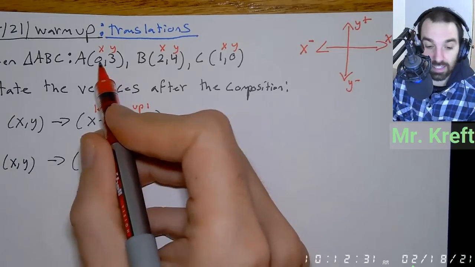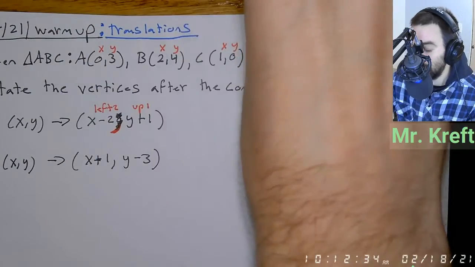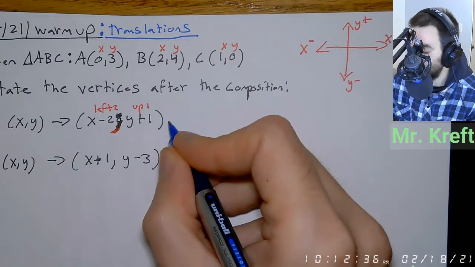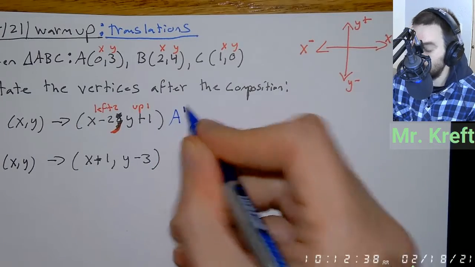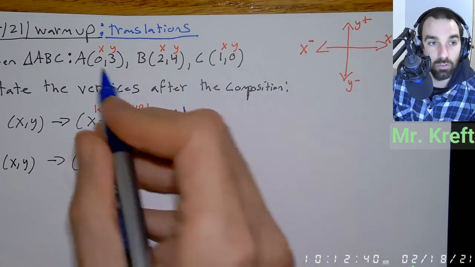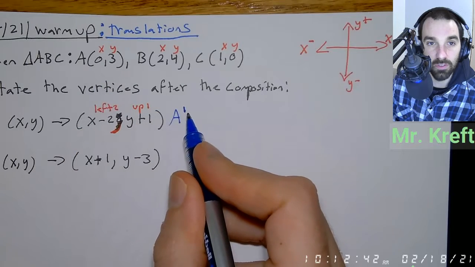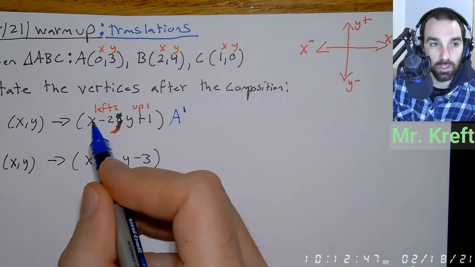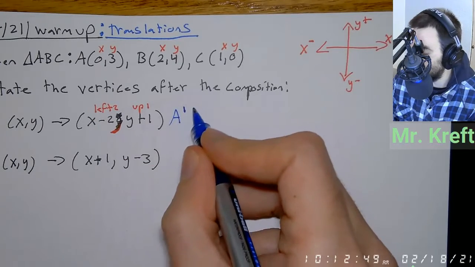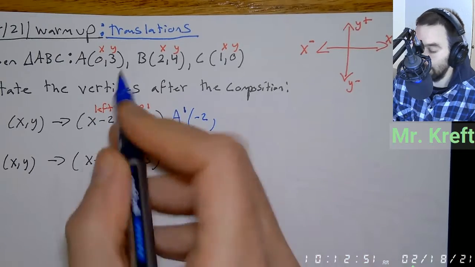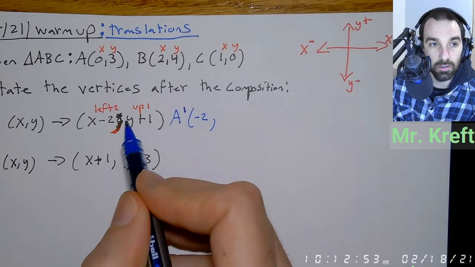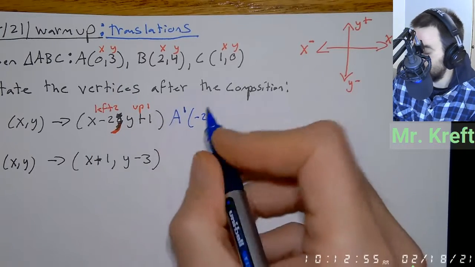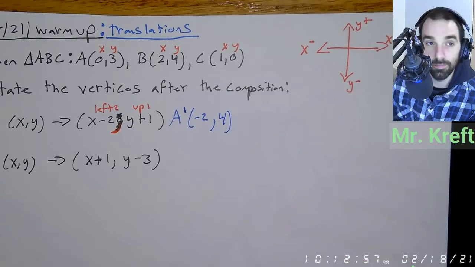Okay? So I'm just going to be taking my x components here, and I'm going to be plugging them in. So my first point, I'm going to move A once. So I'm going to take this A, and the prime means I'm moving it once. So I take my x, which is 0, so I have 0 minus 2. That's going to be negative 2. And then I'm going to have 3 plus 1. That's going to be 4.